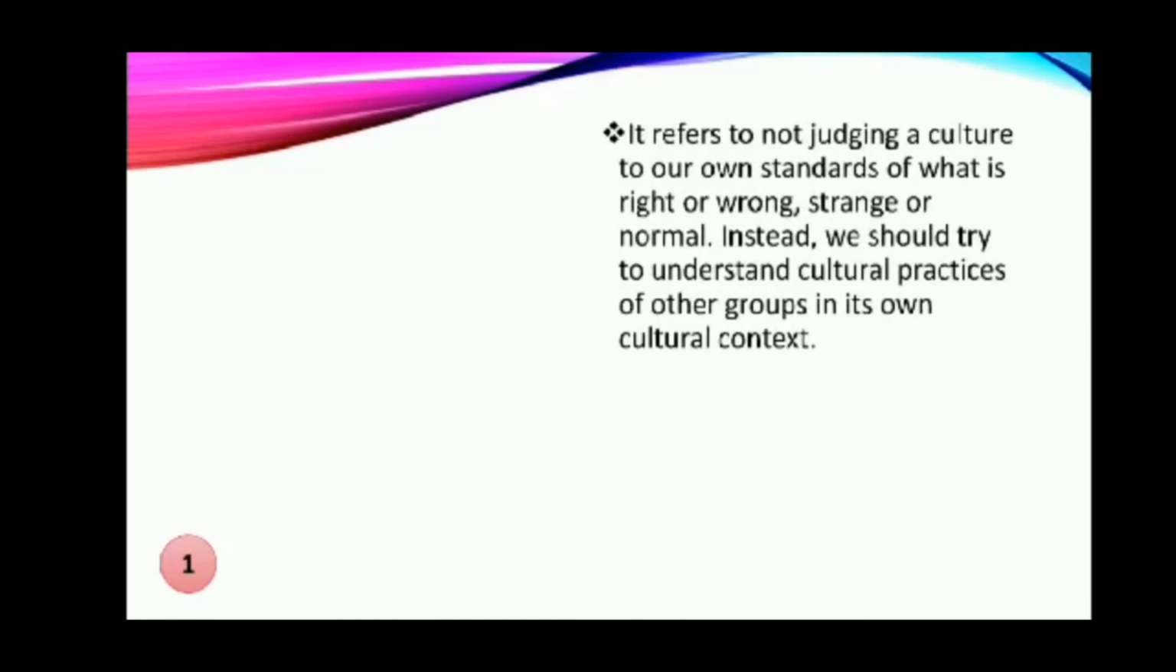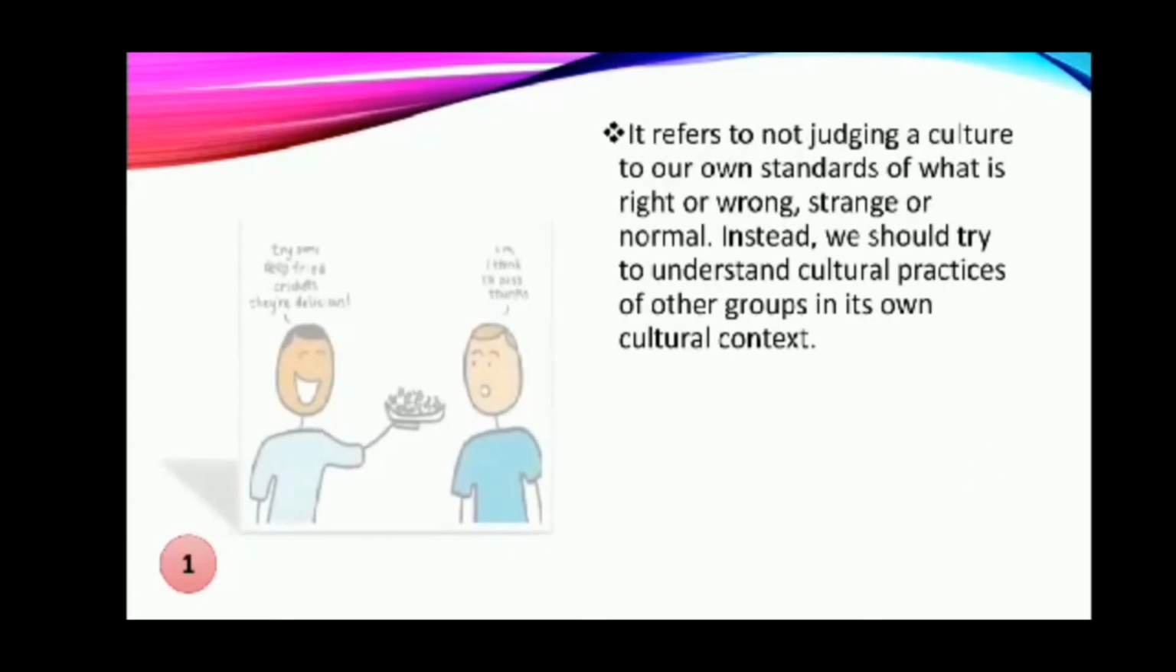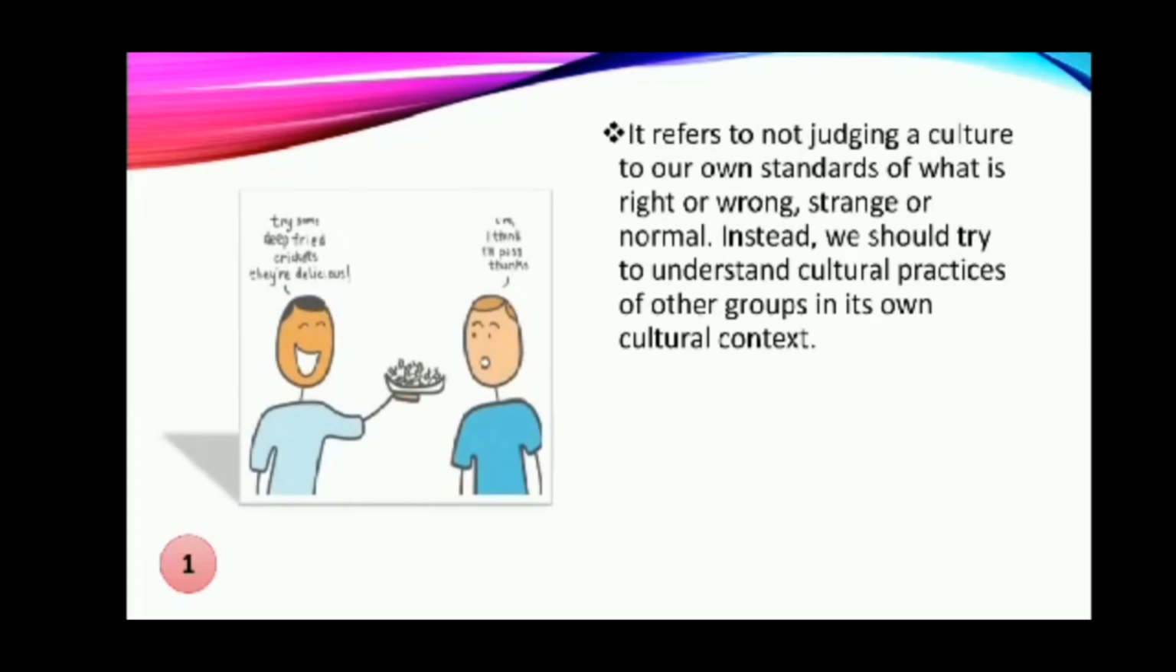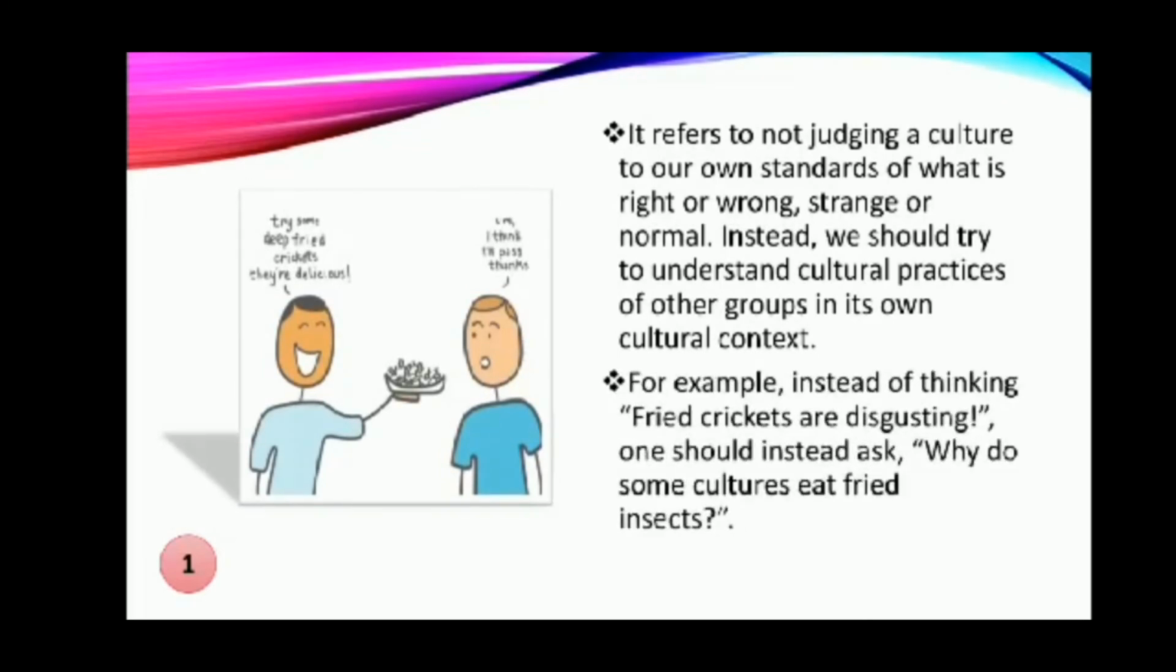Number 1. It refers to not judging a culture by our own standards of what is right or wrong, strange or normal. Instead, we should try to understand the cultural practices of other groups in their own cultural context. Try to analyze the picture. For example, instead of thinking fried crickets are disgusting, one should instead ask, why do some cultures eat fried insects? This is an example of the theory of cultural relativism. And cultural relativism means that all cultures are equal with each other.